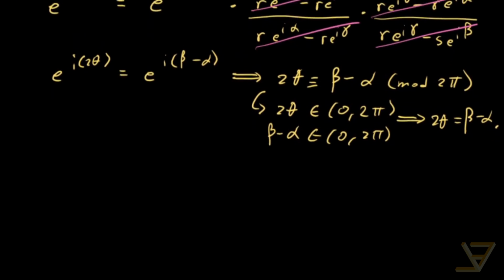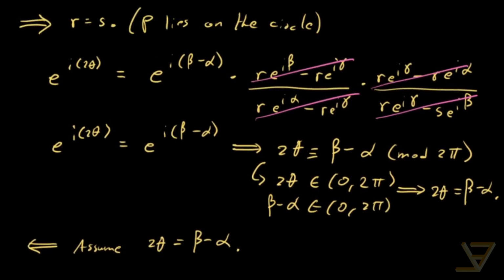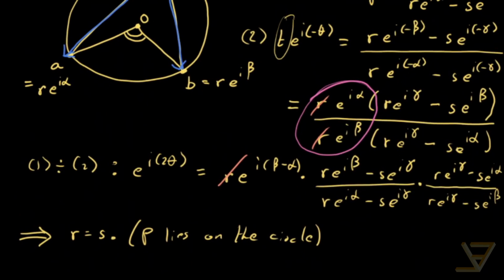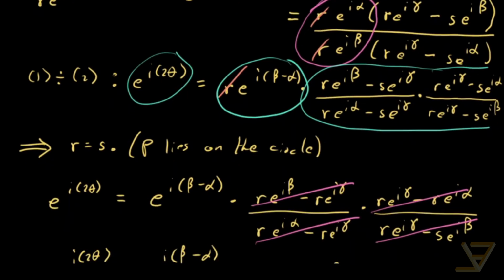So let's do the other direction now, where we're going to be assuming that 2 theta is equal to beta minus alpha. What that gives us in our previous equation is that, I'm just going to scroll up for a second, because what that's going to mean is that this part and this part are going to cancel out. So we're just going to be left with this part here. So let's work with that.